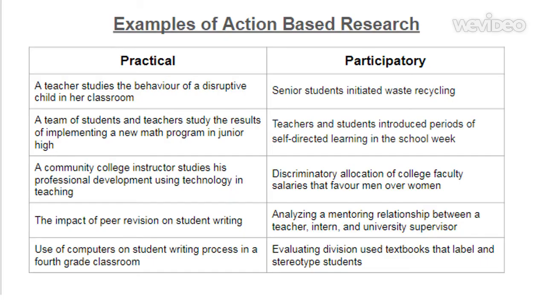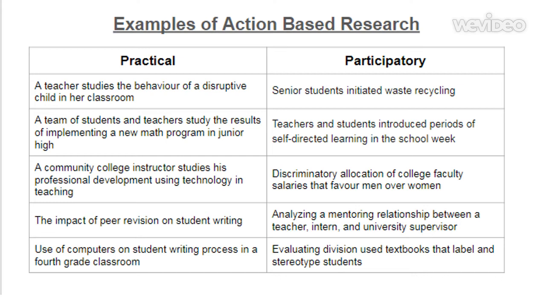Some examples of action-based research can fall into 2 categories, practical and participatory. Under practical examples, this could include a teacher studying the behavior of a disruptive child in her classroom, a team of students and teachers studying the results of implementing a new math program in junior high. A community college instructor studies his professional development using technology in teaching. The impact of peer revision on student writing. The use of computers on student writing processes in a 4th grade classroom.